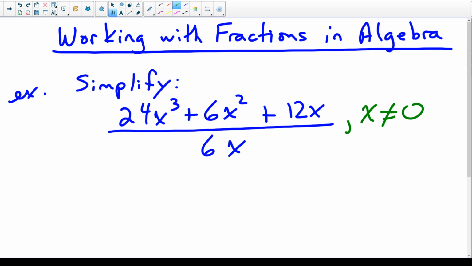Now that we've got the restriction done, I'm going to ask chat again. What is the mathematical method that we need to use to divide these things?